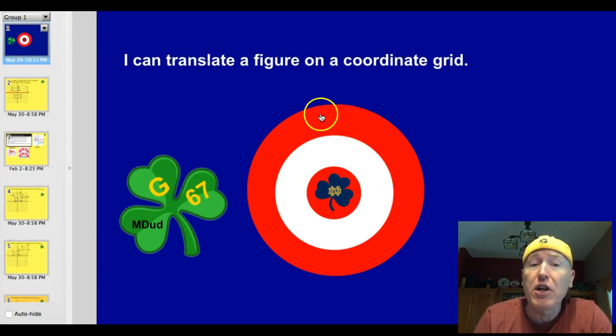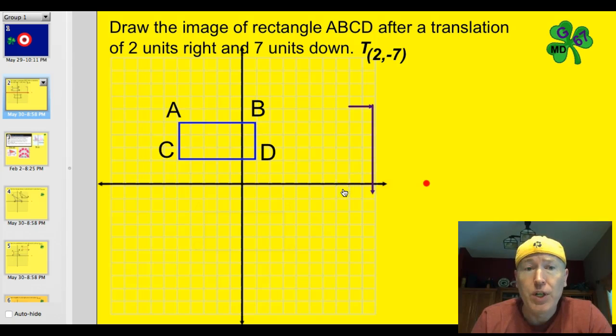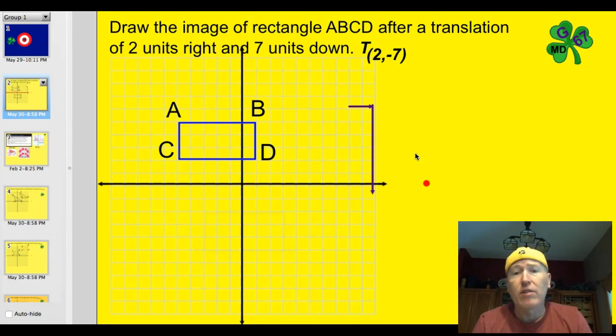Tonight officially our target is I can translate a figure on a coordinate grid. Let's do this thing. We need to draw the image of rectangle ABCD after a translation of 2 units right and 7 units down. Basically what we need to do is take this entire shape and shift it over 2 and down 7. The way we're going to do that is by moving each of the points over 2 and down 7. We're going to start off with an easy one, point D.